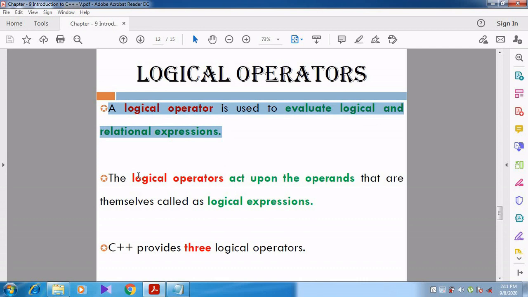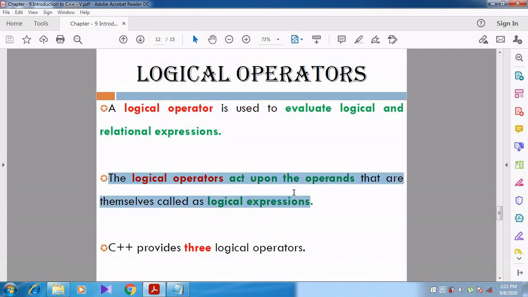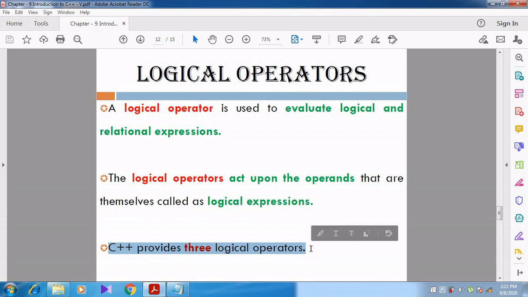The logical operators act upon operands, and that expression is called a logical expression. Whenever we use the logical operator on any operands, that expression is called a logical expression. Totally, there are three logical operators.